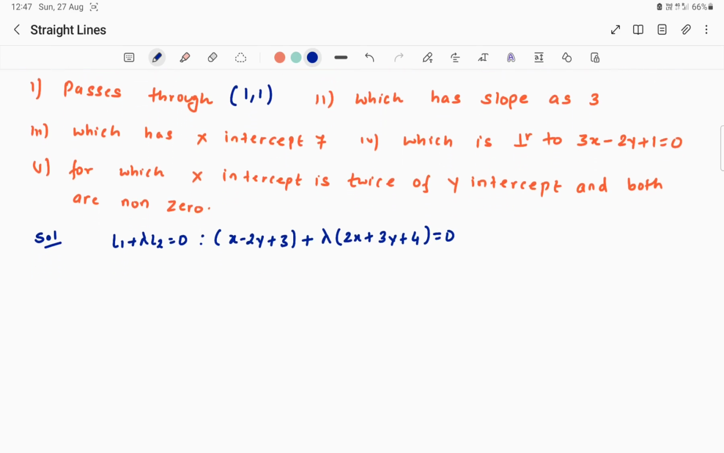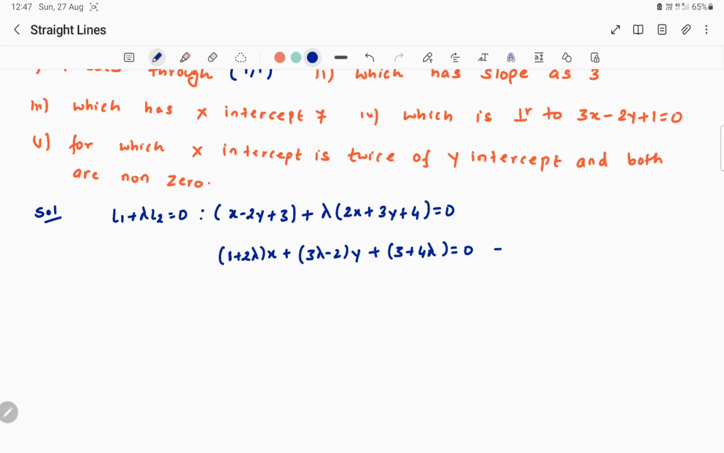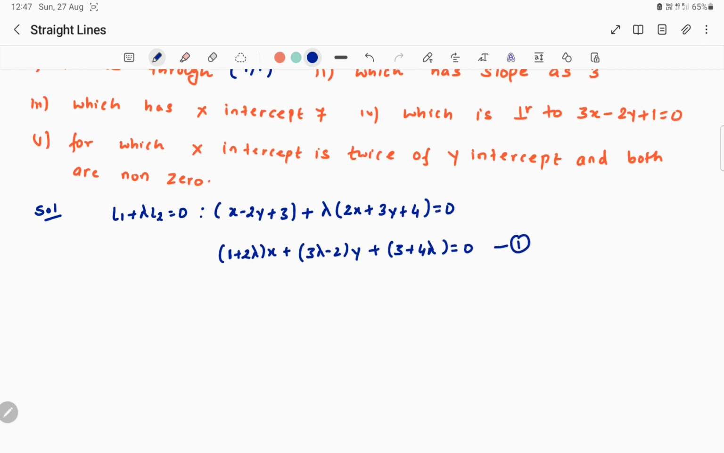Okay. Now simplify it a little bit. If we write the coefficient of x, it is what? 1 plus 2 lambda times x. Then the y coefficient, I think it is 3 lambda minus 2 times y, and the constant is 3 plus 4 lambda is equal to 0. So let's call this equation number 1. Now we are solving the first part.